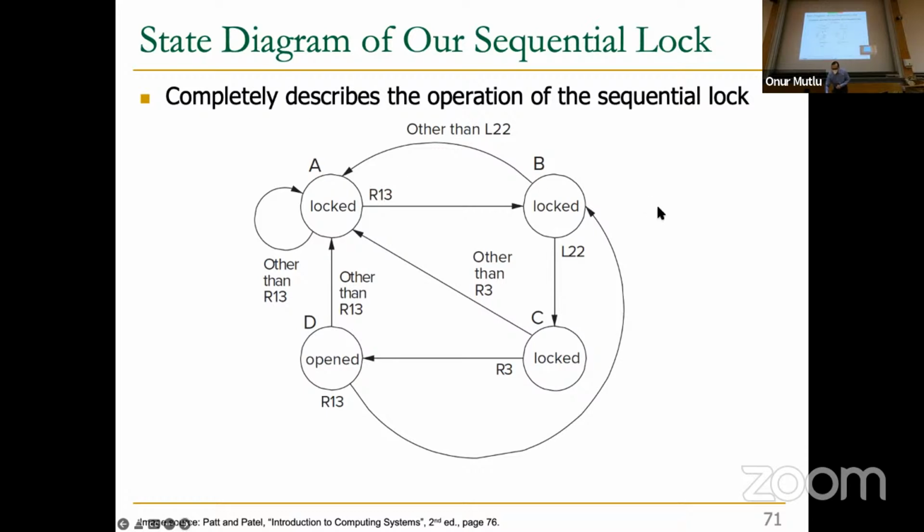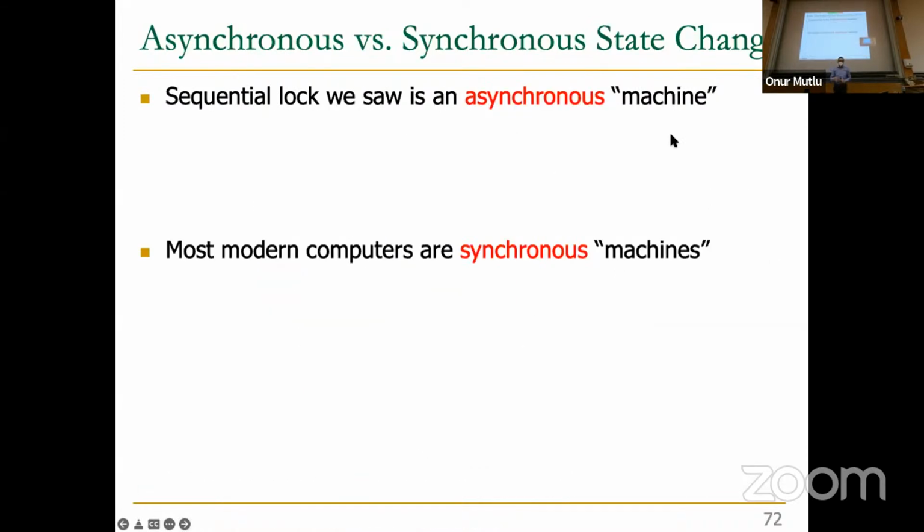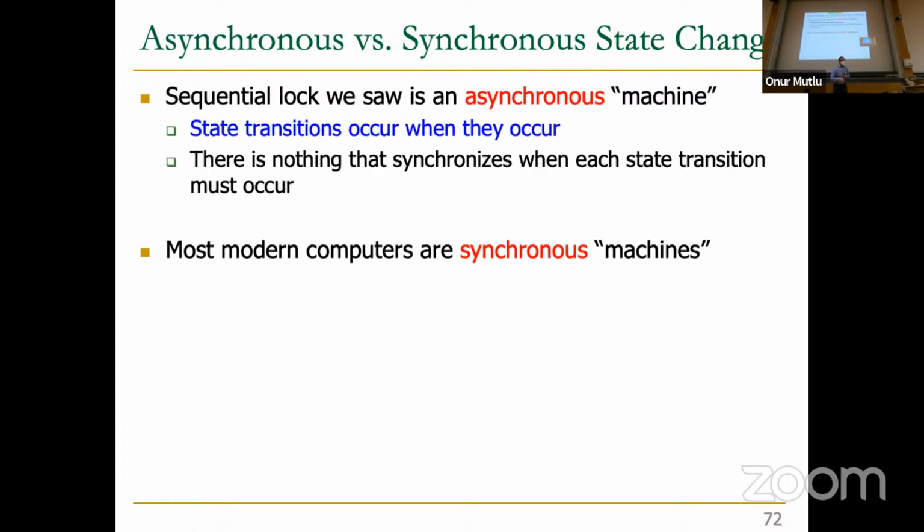Okay, so there's another thing that's interesting here that we're not going to see much more in this course. This is actually a very asynchronous state diagram. We'll understand state diagrams fully later today. But this sequential lock is a bit different from computers. The state changes happen asynchronously. We can think of it as an asynchronous machine. State transitions occur when they occur, meaning when the user inputs something. There's nothing that synchronizes when each transition must occur.